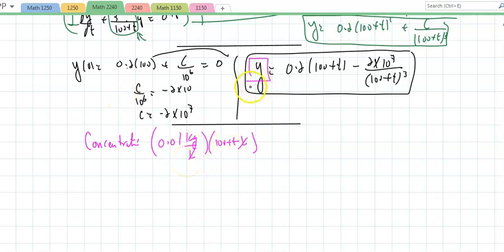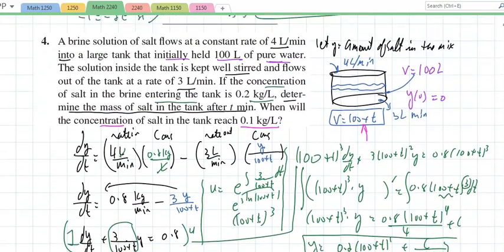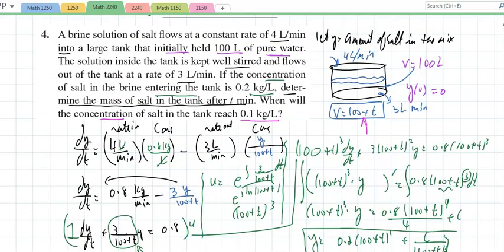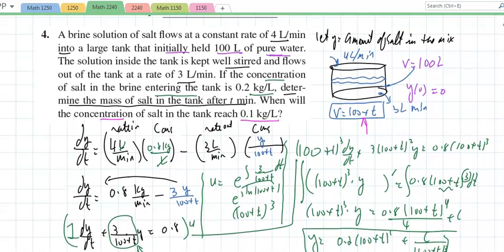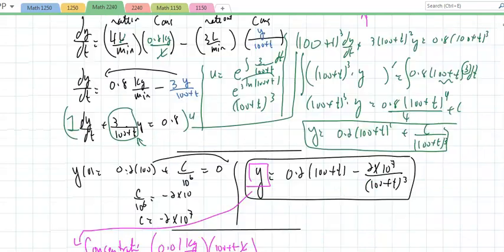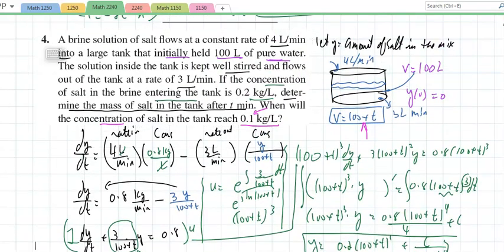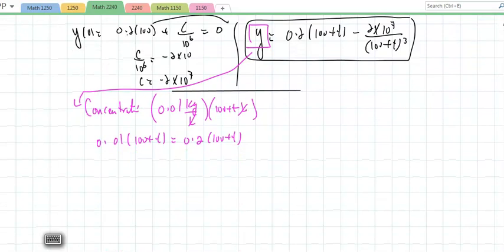So if I replace this y by 0.01 times 100 plus t equals 0.2 times 100 plus t. Was it 2 or 0.02? Let me make sure. No, 0.8, that's right. And they want a 0.1, not a 0.01. Okay. I thought the number would be odd. Wow, that's really small. So they want a 0.1, not a 0.01. My mistake, forgive me.